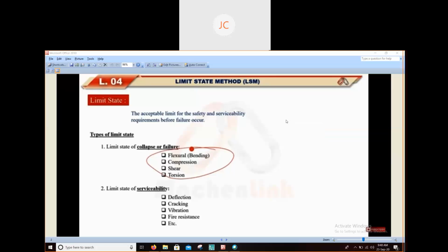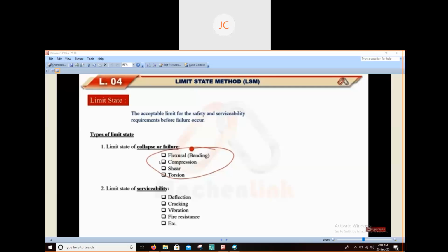Now we have to see what the different types of limit states are. Limit state of collapse or failure. You can see in IS 456 also, these things are given. In this limit state of collapse, we have to discuss these four things. Flexure means bending. Our bending must be within the permissible limit. We will see whether our bending is within the permissible limit or not. What is the shear force? What is the bending moment? These things we have to calculate, and then we have to design the structure.